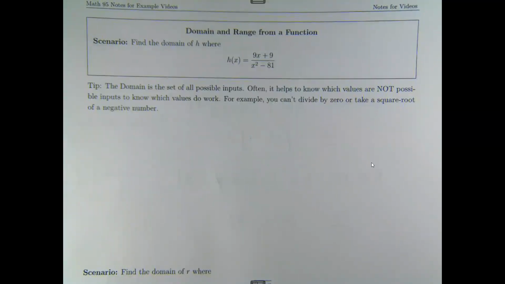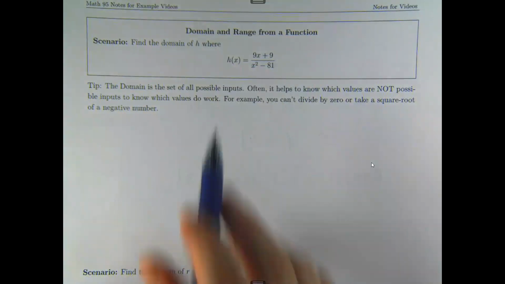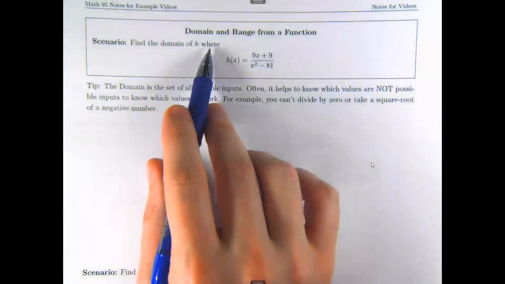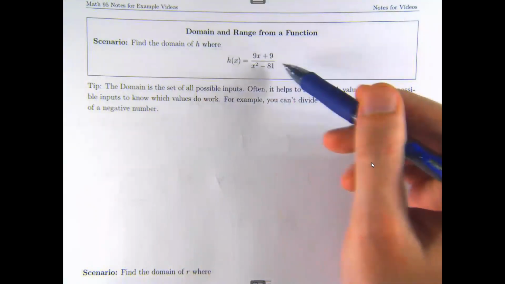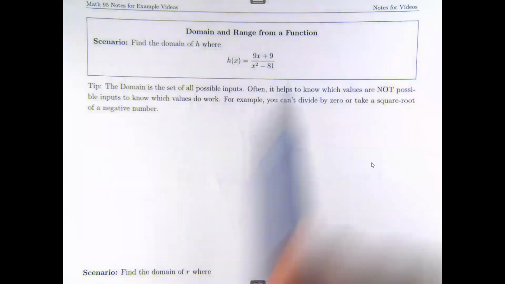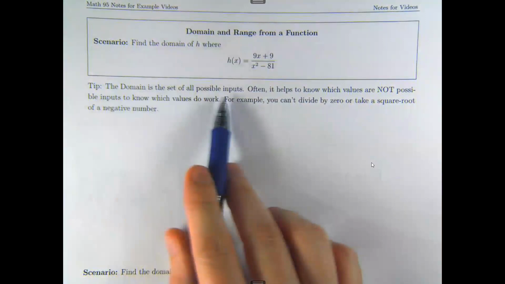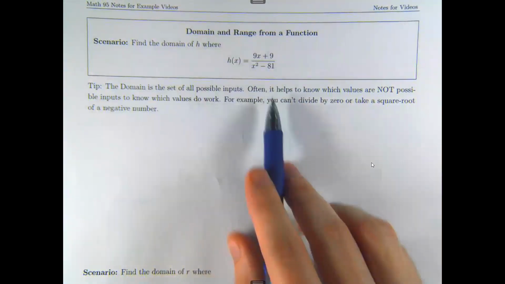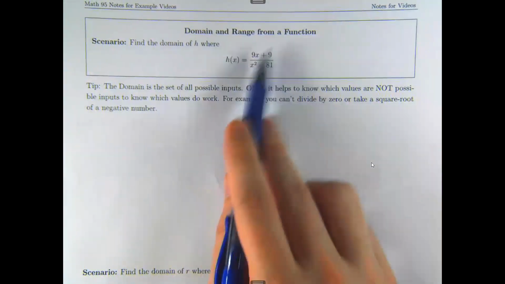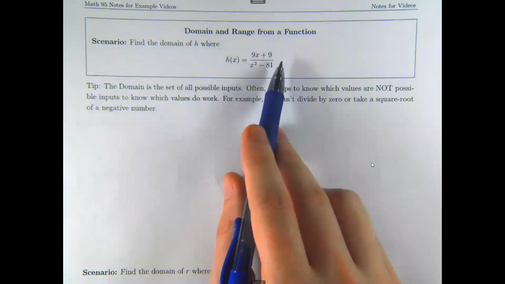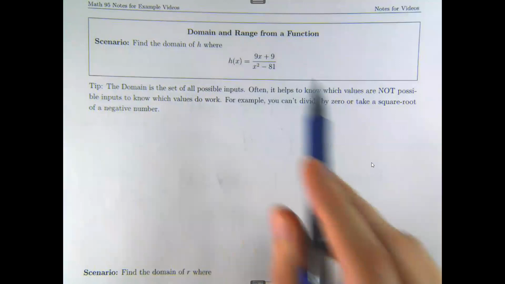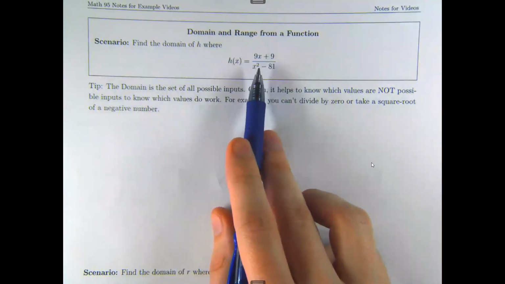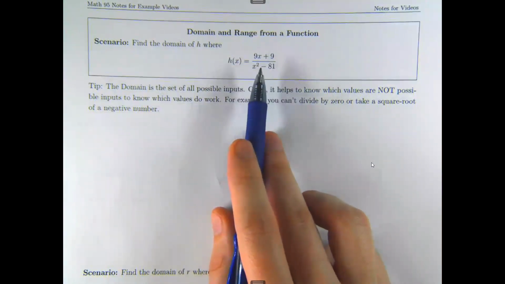Take a look at domain and range from a function. So this says state the domain of h where h of x is equal to 9x plus 9 over x squared minus 81. The domain is the set of all possible inputs. So the domain is everything you can plug into this function. And you can really do almost anything you want with a fraction like this. The only thing that you cannot do with a fraction is you cannot divide by 0.